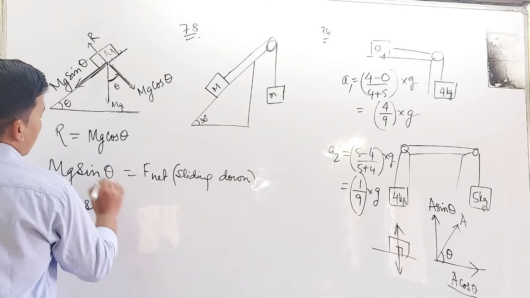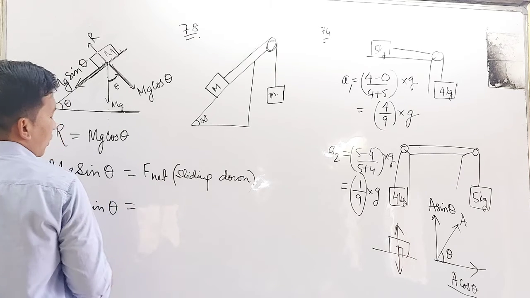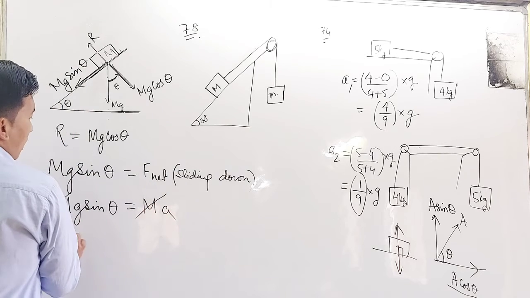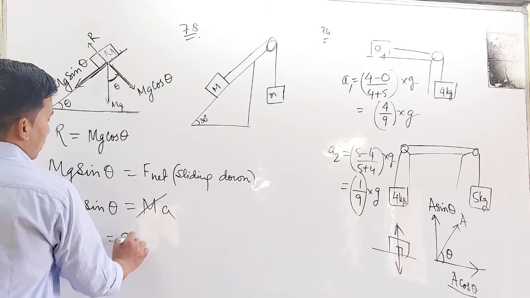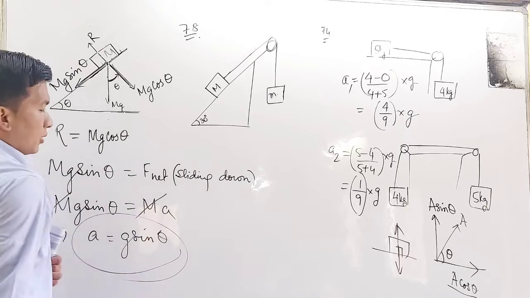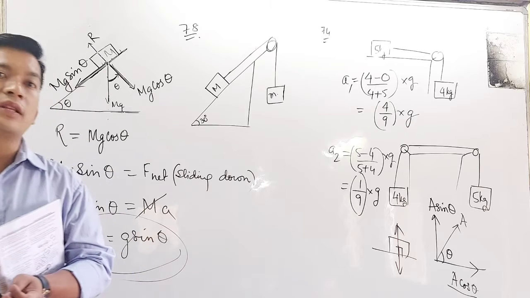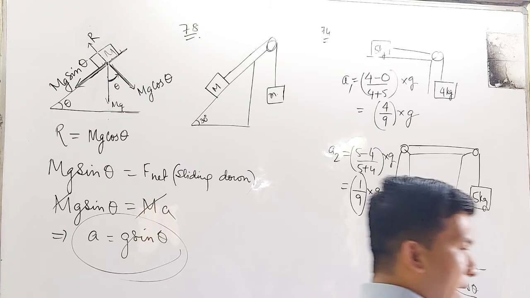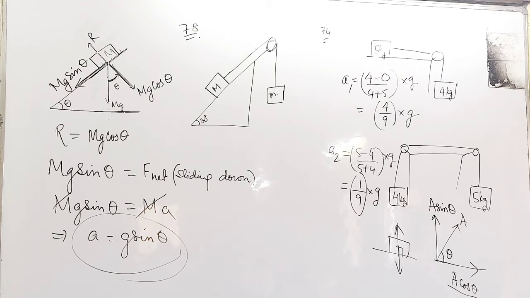We know that from Newton's second law, mass times acceleration, the m gets cancelled out and a will be equal to g sin theta. See, this is very important. What is the acceleration down an inclined plane? Provided that the inclined plane is smooth, it should be g sin theta.